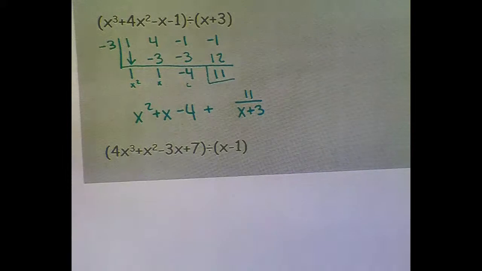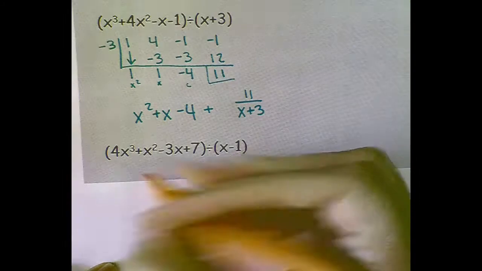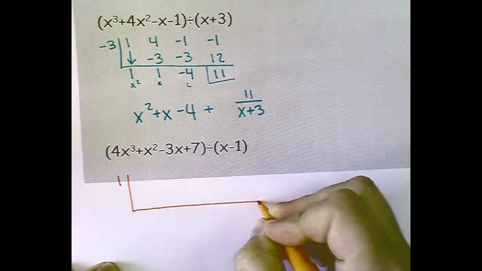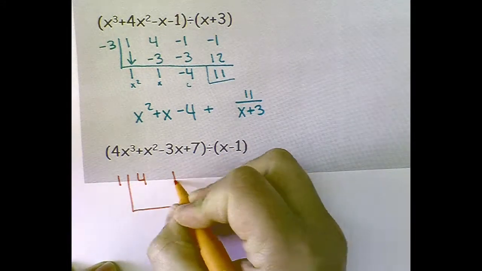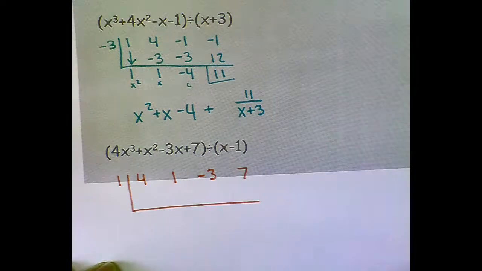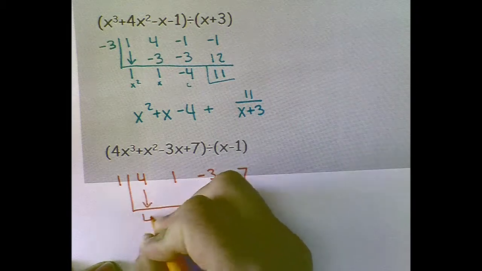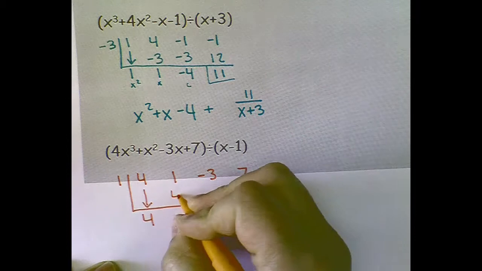Then let's divide this other one. We want to start by taking our 1, putting it out front, and putting our coefficients in order: 4, 1, negative 3, 7. Bring down the 4. Multiply, we get 1 times 4 is 4.